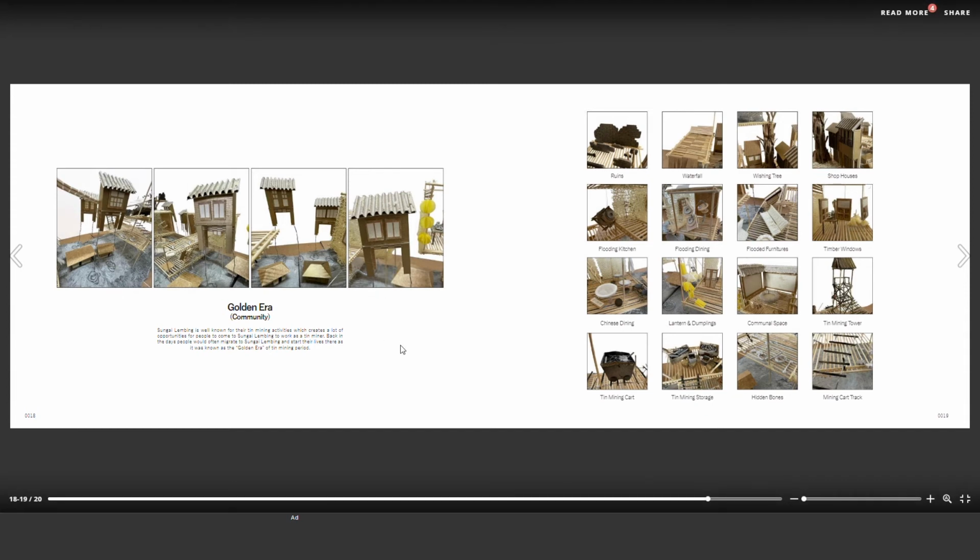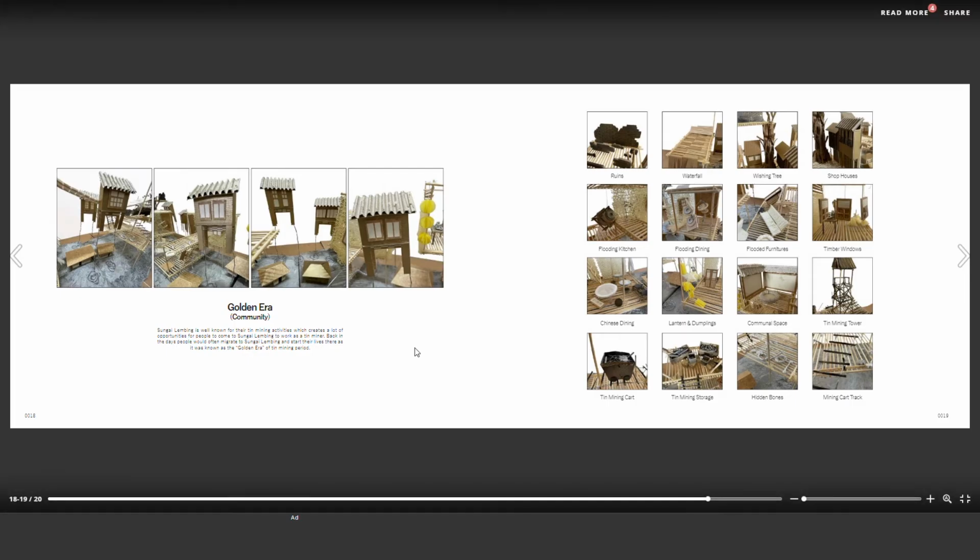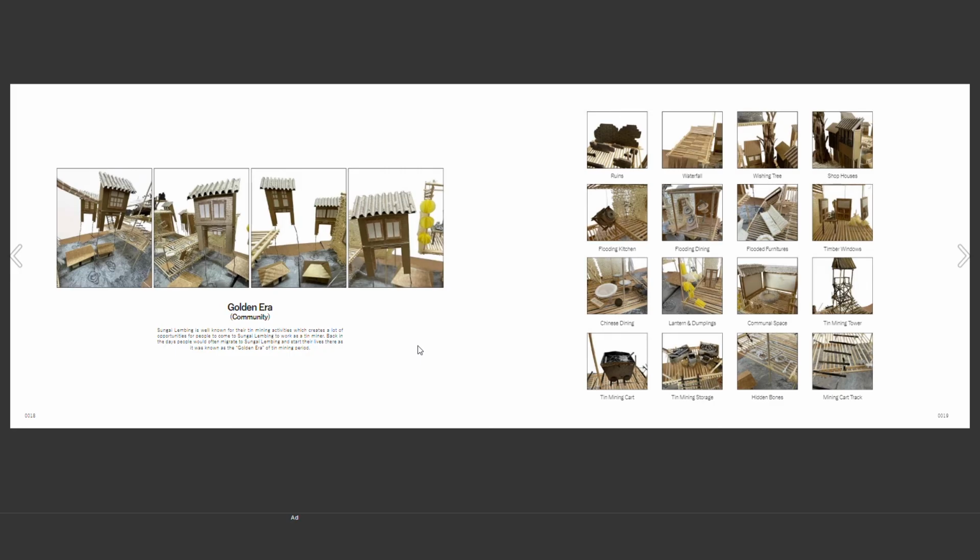So for the golden era, Sungai Lembing is well known for its tin mining activities, which created a lot of opportunities for people to come to Sungai Lembing to work as tin miners. Back in the old days, people would often migrate to Sungai Lembing and start their lives, as it was known as the golden era of the tin mining period.